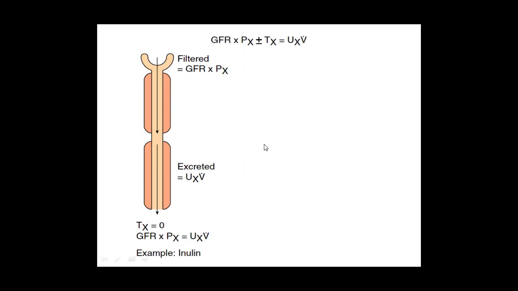And such an example is inulin. I told you earlier also. So inulin is a substance which is only filtered, neither reabsorbed nor secreted, and remains as such. There is no tubular processing of inulin, and inulin is excreted as such. So PxGFR is equal to UxV, right? So this is the first example where there is no tubular processing. Next, let us see where there is a very high level of tubular processing.